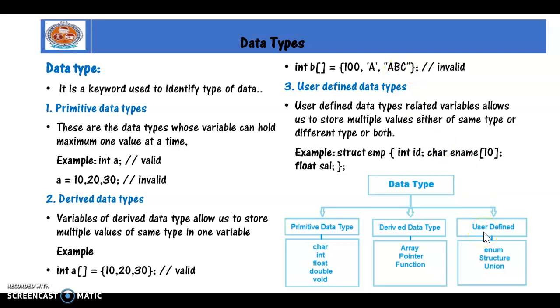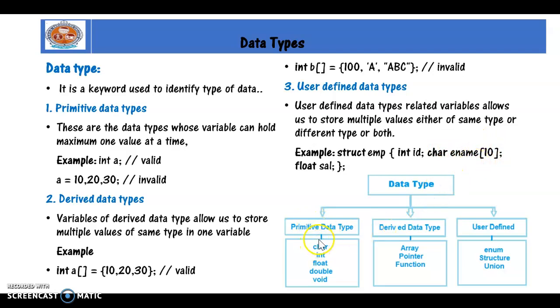Coming to the user-defined data types, here we can store multiple values of either the same data type or multiple data types. The examples for this are enumeration, structure and union. Here we are taking an example for structure. Here I am trying to store different data type values, and yes, it is accepting different data type values. And here, I am storing same data type values of 10. Even this is valid using user-defined data types.